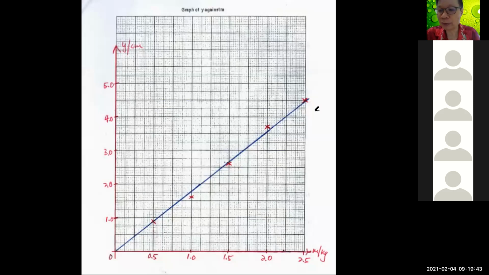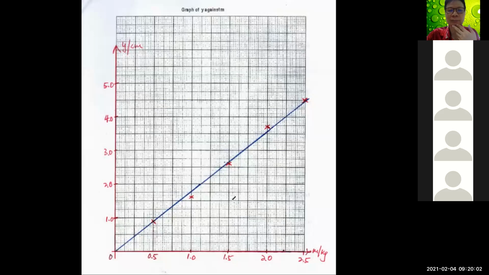Okay, shall we move to the next one? Next one is relationship. So how do you think the relationship, the graph like this, how you state the relation? Sean, how do you state the relationship of the graph?